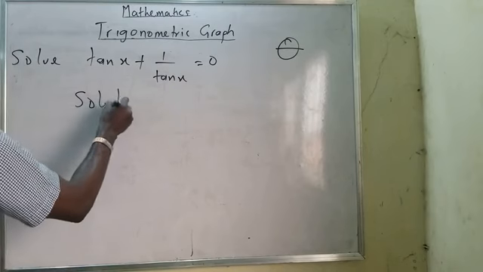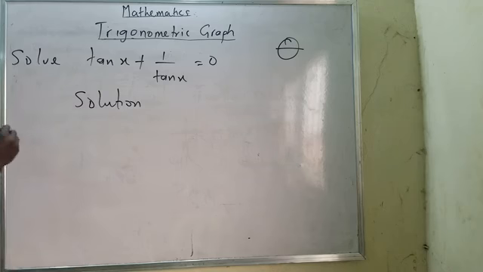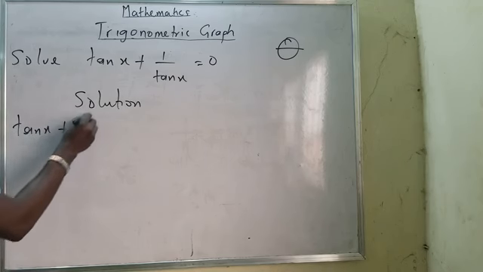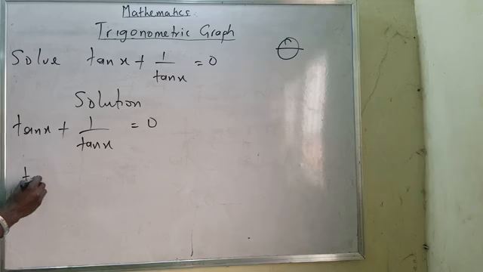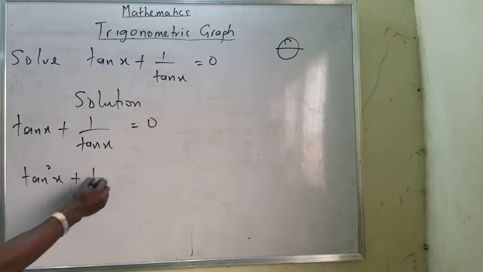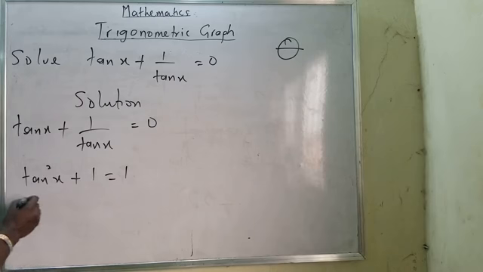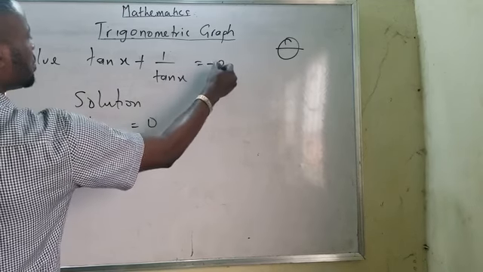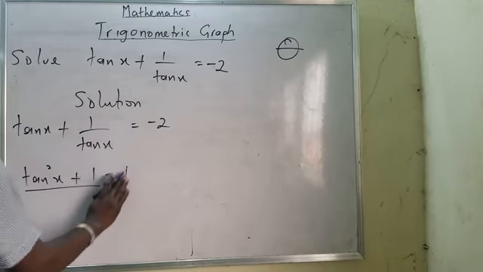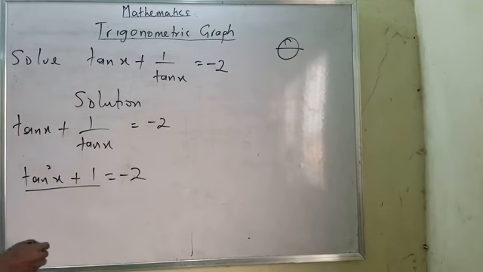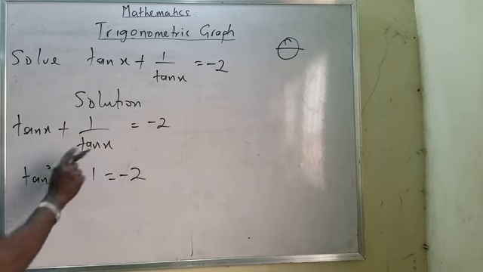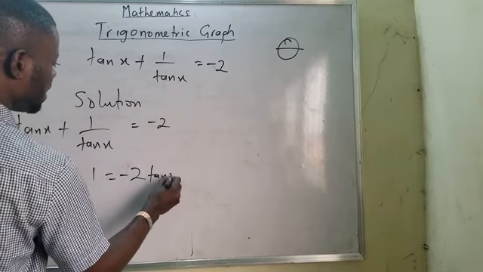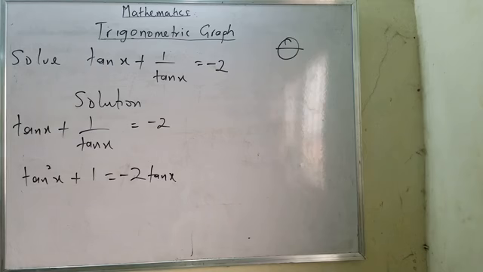Now, I have something like this as the solution to this problem. I have tan x plus 1 over tan x equals 0. Normally, I have tan square x plus 1 divided by tan x, and this should be minus 2. Let me put it minus 2. I don't want minus 0 there. I am just setting the question to minus 2. Now, if you are a good mathematician, I just multiply all through by tan x. Take note of that. There's nothing to do, I just multiply all through.